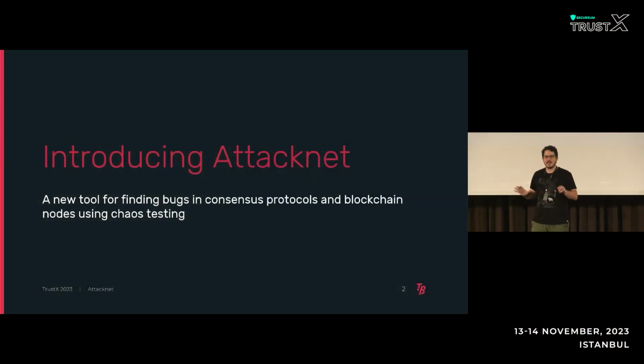Today we'll be talking about Attacknet. This is a brand new tool by Trail of Bits aiming towards testing consensus protocols and blockchain nodes. I'd like to give a special thanks to the Ethereum Foundation for co-funding the tool.